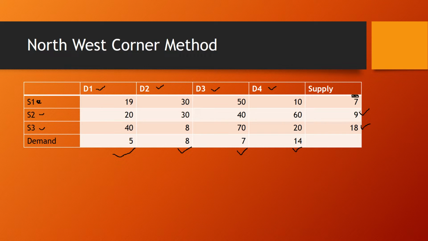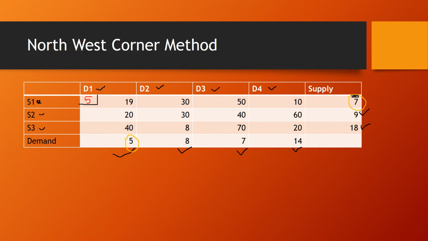As the name says, this is the northwest corner method, so the solution starts from the northwest corner. We will allocate the resources in this corner, and I'll show how. The demand is 5 units here and the supply is 7 units. The lowest among these will be filled in this corner. In this case, the lowest is 5, so we will write 5 here in the northwest corner.